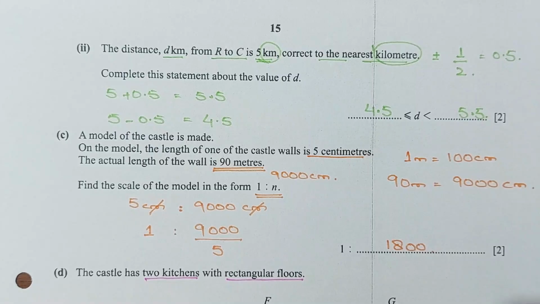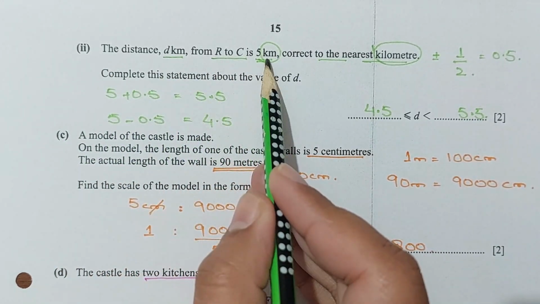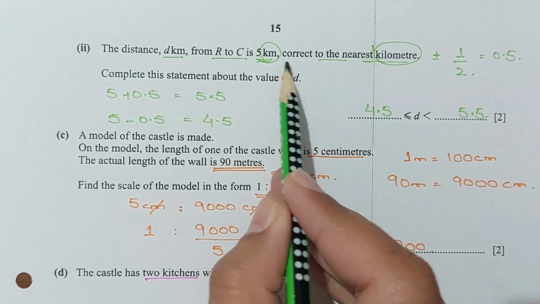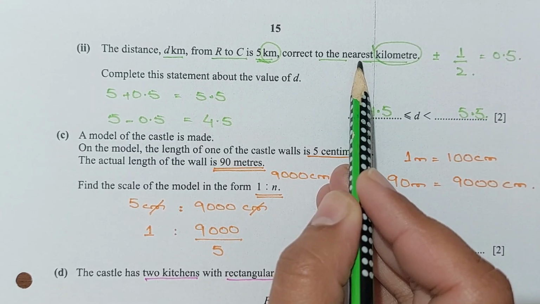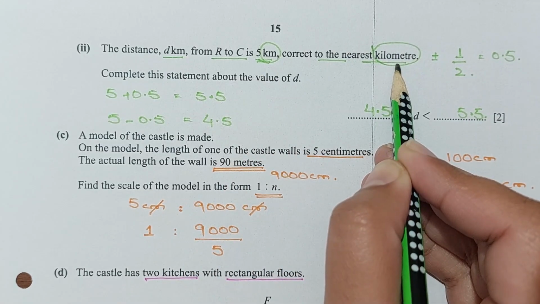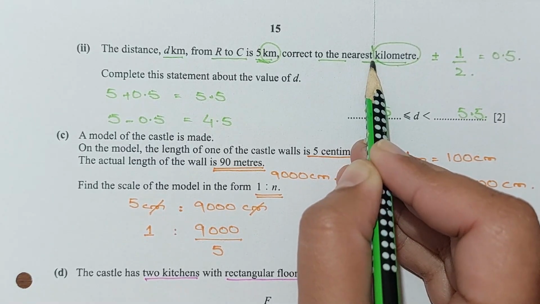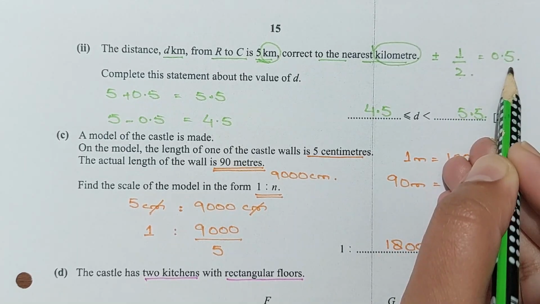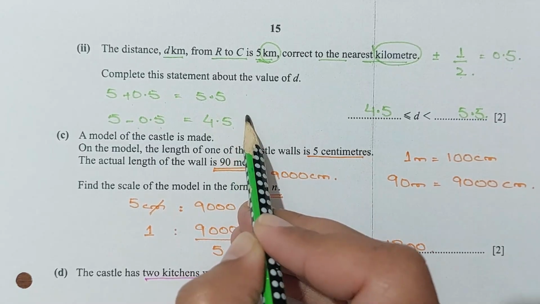And this part is also unrecorded, so let me explain. Number 2, the distance from R to C is 5 kilometers, correct to the nearest kilometer. I told you many times, whenever we have correct to the nearest, we have to find the upper bound and the lower bound by adding and subtracting something, right? It is in kilometers and this is in kilometers, so no need to change the units. It's 1 kilometer. Whatever quantity we have over here, we have to divide that number by 2. So if it is 1 kilometer, we divide it by 2, which is 0.5. So to 5 we add 0.5 and subtract 0.5 to get the maximum and the minimum, the upper and the lower bound.